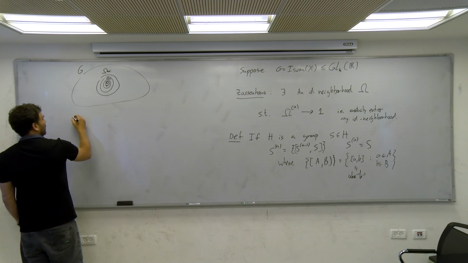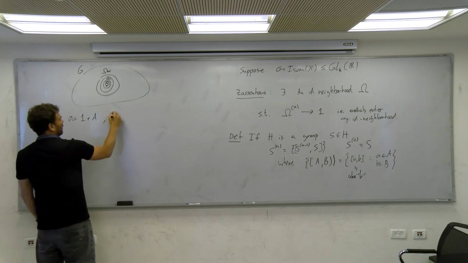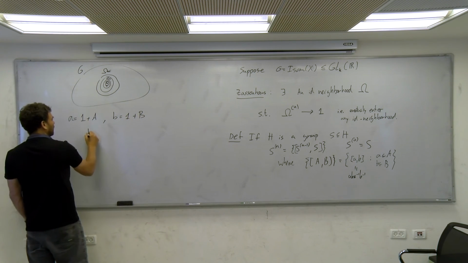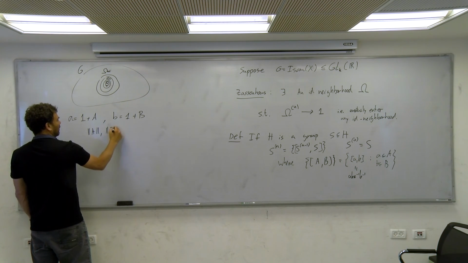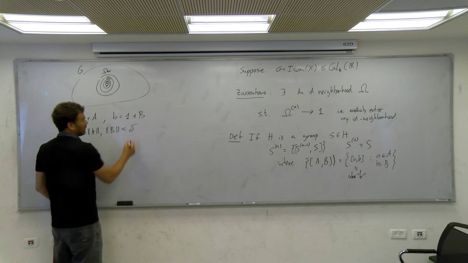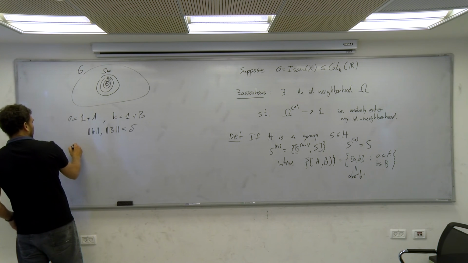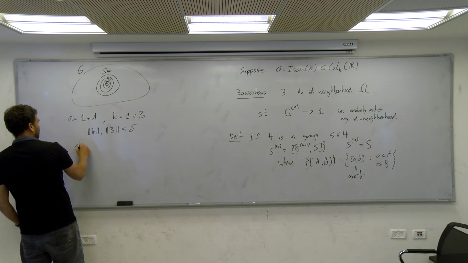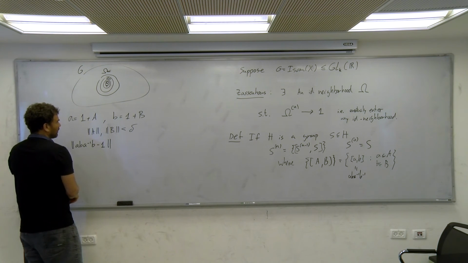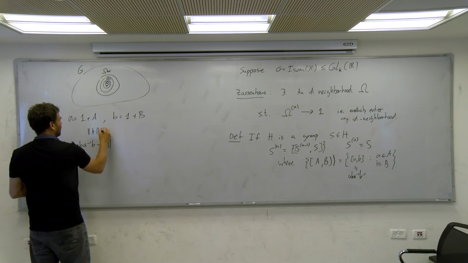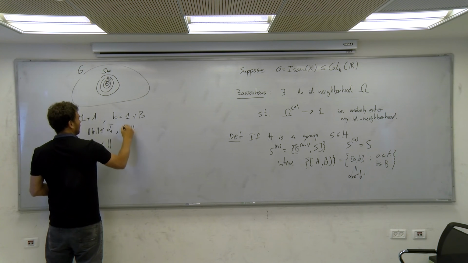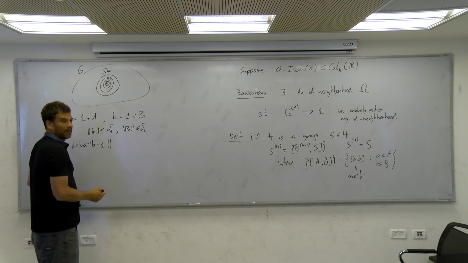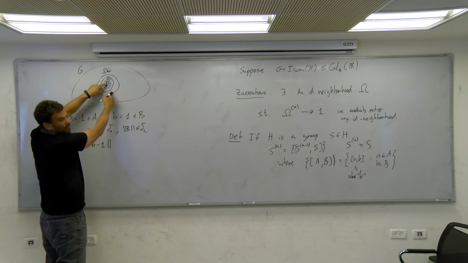First some calculation. If A is the identity plus A, so now it's matrices, so I can write it like that, and B is the identity plus B, and let's say that the norm of A and the norm of B are small, smaller than, say, delta. So they are delta-close to 1. Let's see what happens when we do the commutator A B A inverse B inverse. Let's say that one of them is less than delta_1 and the other is less than delta_2.